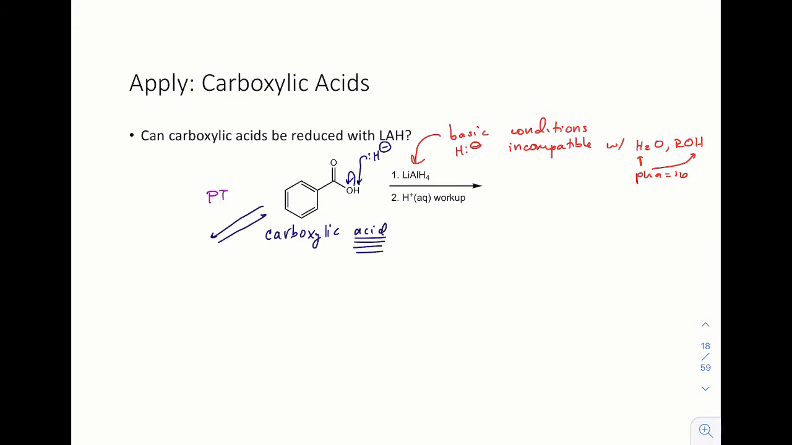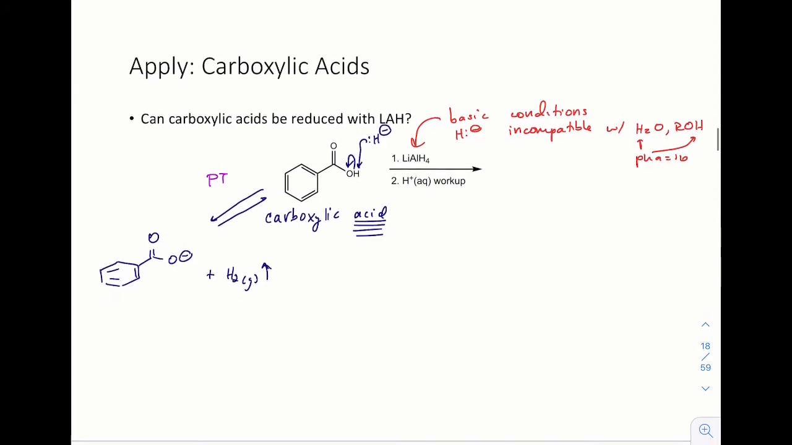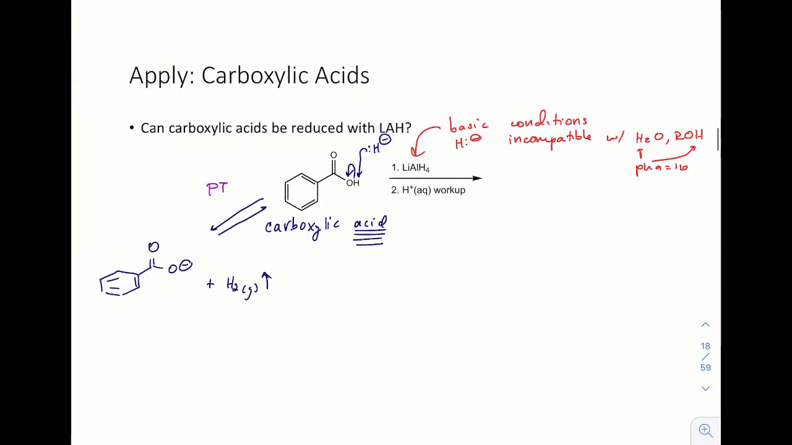Rapid. And I've written this as an equilibrium, but it is essentially irreversible. Think about the conjugate acid of lithium aluminum hydride. It's hydrogen gas. Goodbye. It bubbles away. Not only is it not acidic, it's a gas. So it leaves. It really is unavailable to react in the reverse direction. So essentially, this is irreversible. So I'm going to erase that backwards arrow.